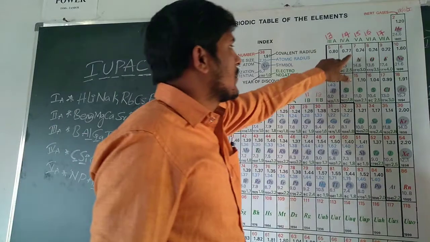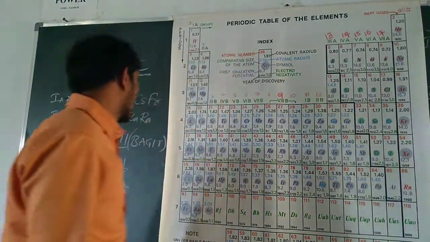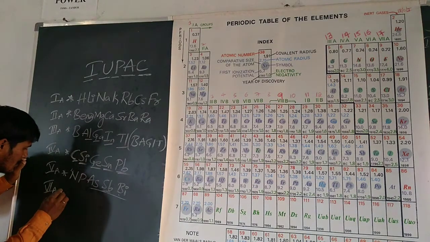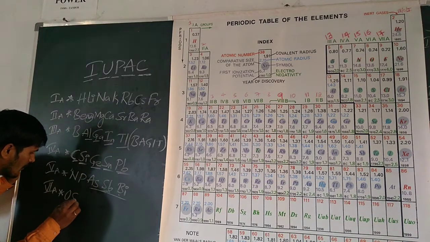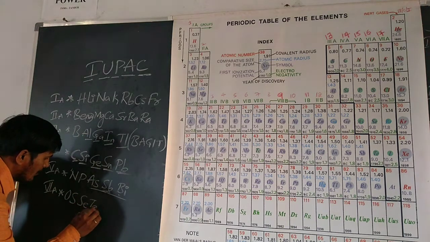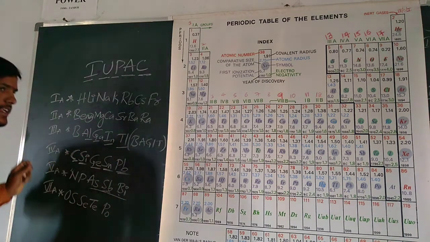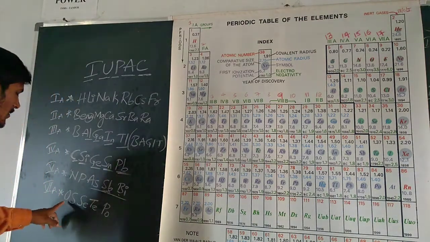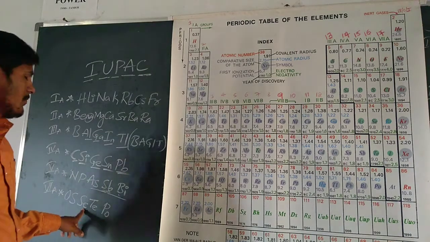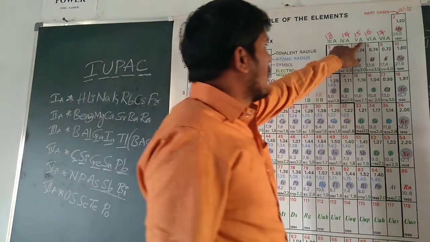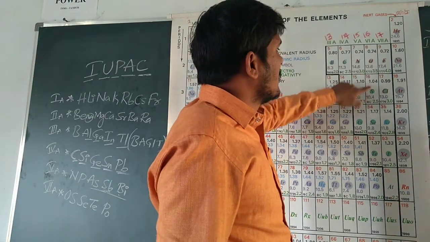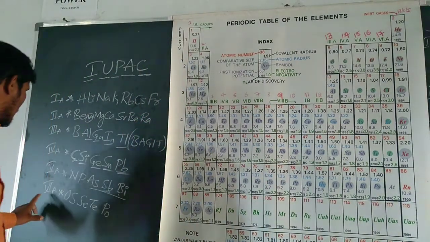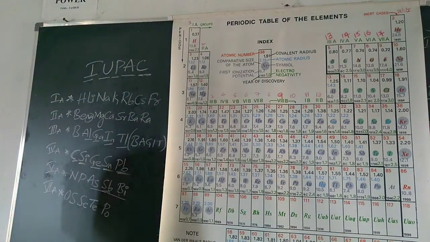Next, 16th group elements or 6th A group elements. What are they? Oxygen, sulfur, selenium, tellurium, polonium. These are very easy to remember. O means oxygen, S means sulfur, then selenium, tellurium, polonium. The 6th A or 16th group elements are oxygen, sulfur, selenium, tellurium and polonium.